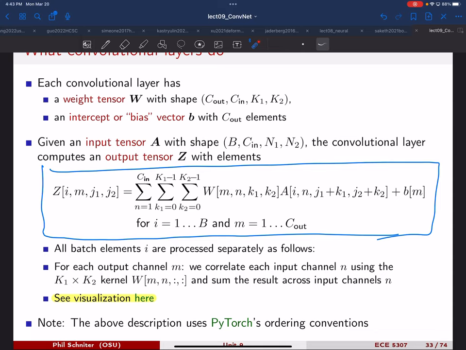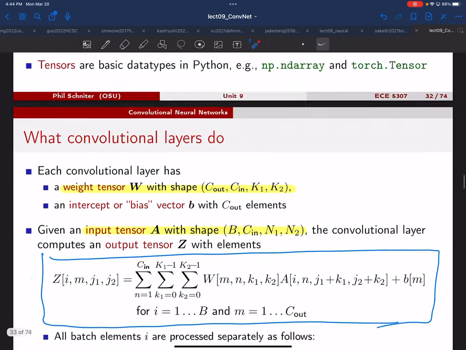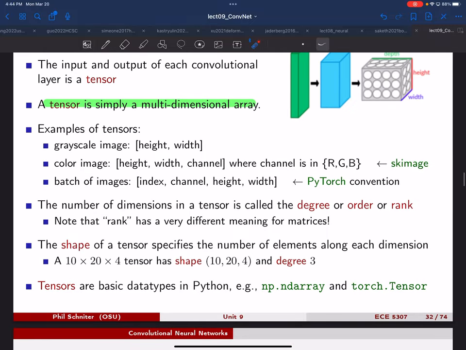Okay, so again, I would like to talk a little bit about the PyTorch ordering conventions. PyTorch very specifically wants the weight tensor to be organized this way: number of output channels, number of input channels, and then vertical, horizontal. And it wants the input tensor to be organized this way: batch index, channel index, vertical, horizontal. And the output tensor is organized the same way, except instead of number of input channels, you have number of output channels.